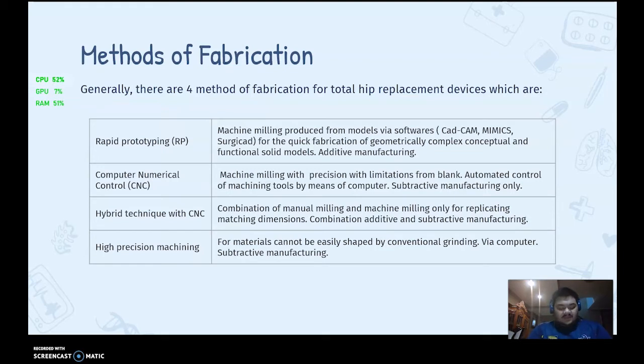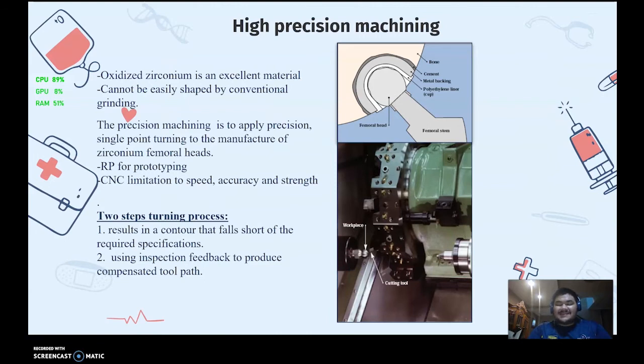Now, among the 4 methods, we choose the high precision machining for our specific material selection, which is zirconia alumina for the femoral head. Now, oxidized zirconium is an excellent material due to its strength, durability, and nature of being chemically inert. However, it cannot be easily shaped by conventional grinding. The precision machining is to apply precision single point turning to the manufacture of zirconium femoral heads, so it can operate similarly to an actual ball and socket joint. So it operates very smoothly.